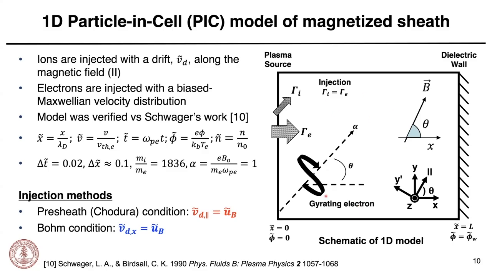Essentially, what we're going to do with this model is two different types of injection methods. The first is we'll inject the ions at the condition that's the pre-sheath entrance, so injecting such that the parallel velocity is the Bohm velocity. Then we would expect to get the magnetic pre-sheath and the Debye sheath, and that'll mainly be for benchmarking purposes. The next injection method is injection with the expected Bohm condition, which is that the perpendicular velocity is equal to the Bohm velocity. That's where we'll see if this does a good job of matching up with the actual non-magnetized sheath edge conditions.